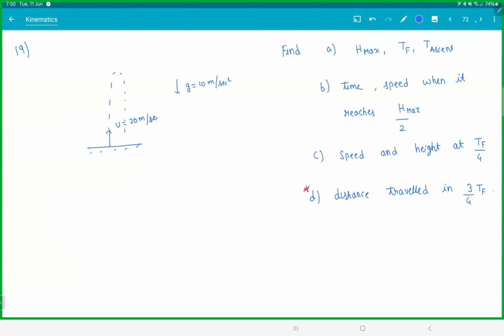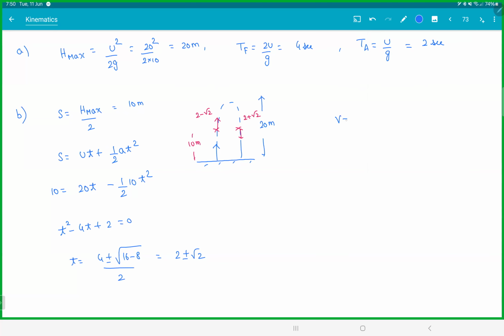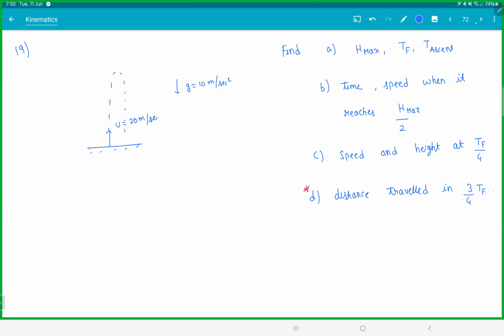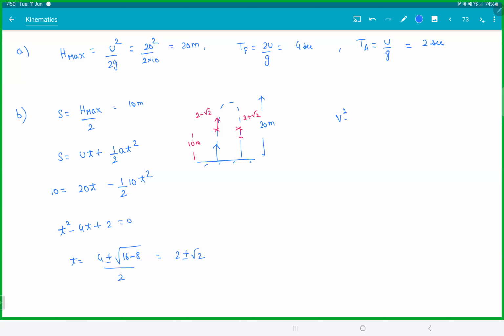And the second thing you asked is for the speed. Speed is straightforward. v is equal to u plus at. This is 20 minus g is 10, and height, sorry. v square minus u square is 2as. v square minus 20 square, 2, a is minus 10, and s is 10. You end up with v is equal to 10 root 2.